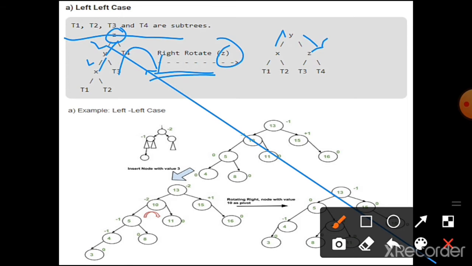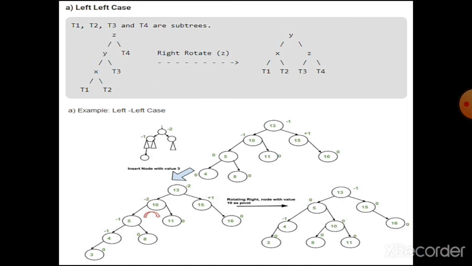And here Y's right child becomes the Z's left subtree, and there is a single change. So here Y's right child becomes the Z's left child. Then this is an example here.